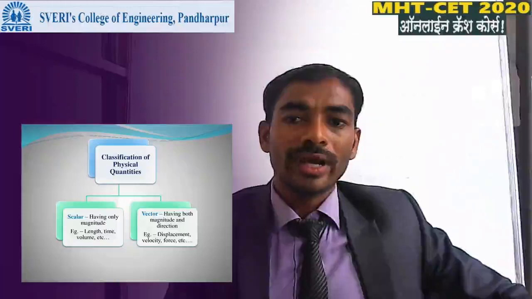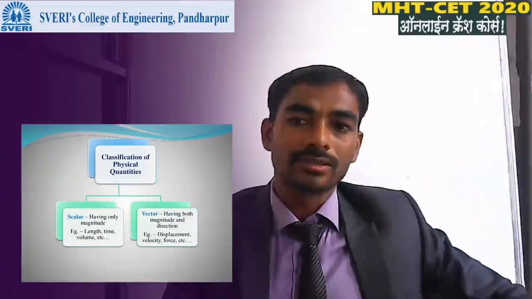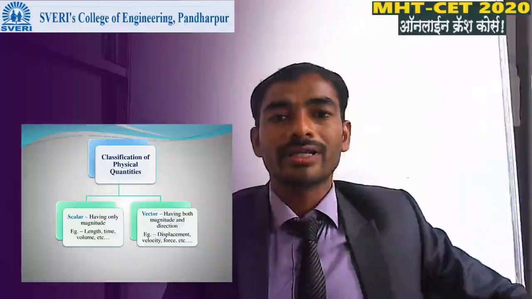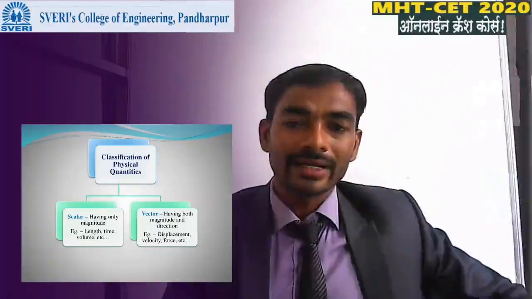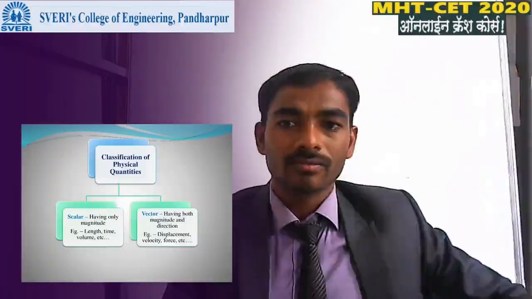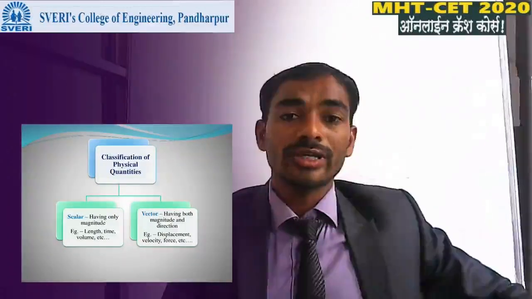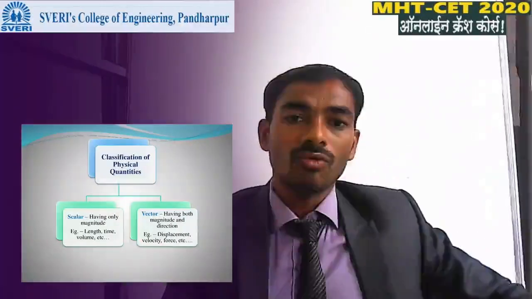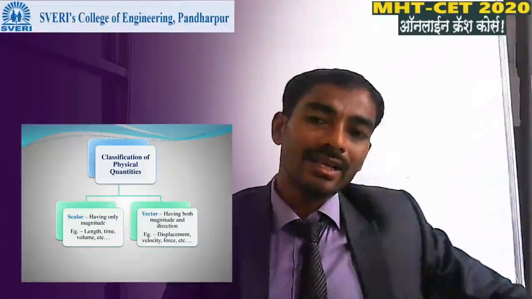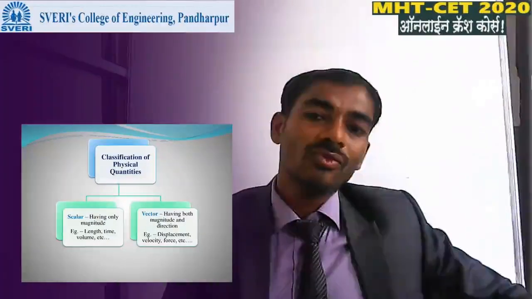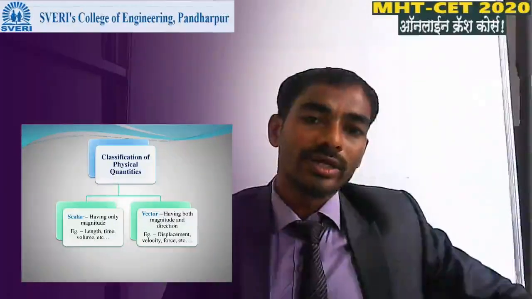So today we discuss scalars and vectors. In the last lecture we already discussed the physical quantities. The physical quantities are measured directly or indirectly. Also, these physical quantities are expressed in all the laws of physics. These physical quantities are again classified into two categories. The first one is scalar physical quantities and the second one is vector physical quantities.